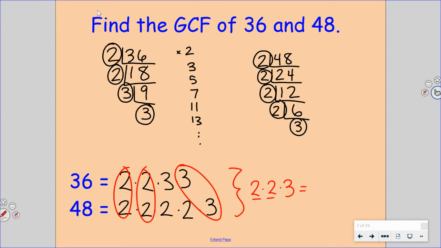And because they both share a 2 and a 2 and a 3, multiply those common factors out. 2 times 2 is 4. 4 times 3 is 12. So ladies and gents, the greatest common factor of those two numbers is 12.